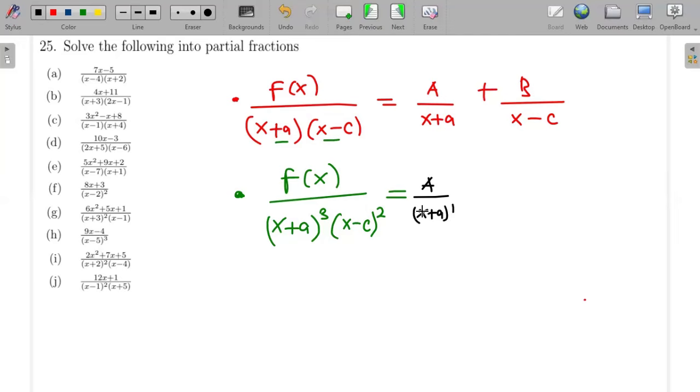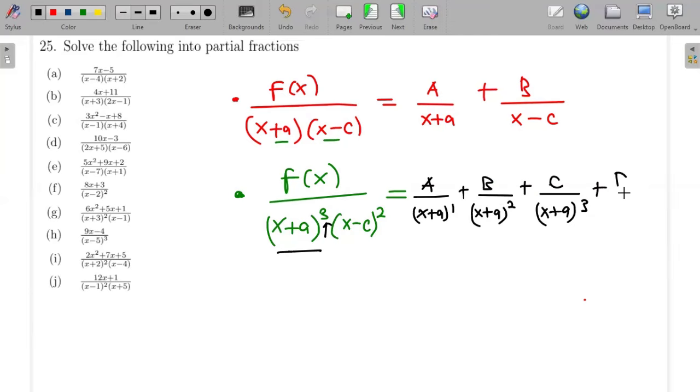I'm going to keep on increasing the powers until I reach the highest power that I have. So the next will just be b divided by x plus a to the power 2, and then plus c divided by x plus a to the power 3. Until you reach the highest power that you have there, that's when you stop. So the powers should be increasing like that. This one was just for the first factor. Even for the second factor, we do the same.